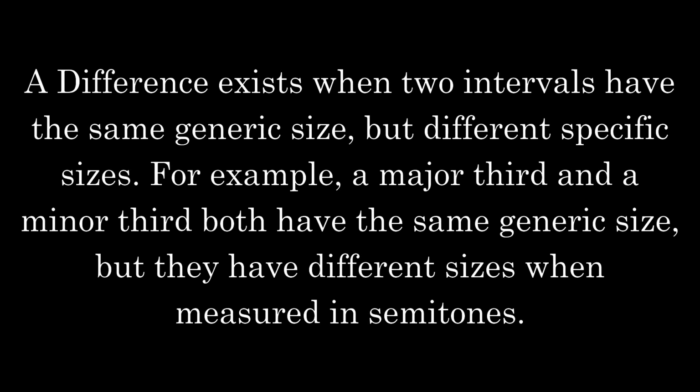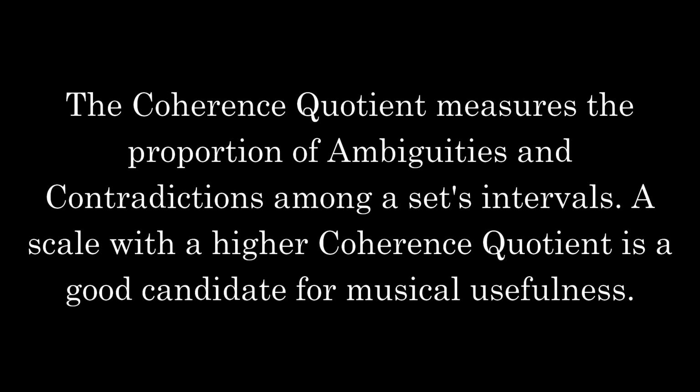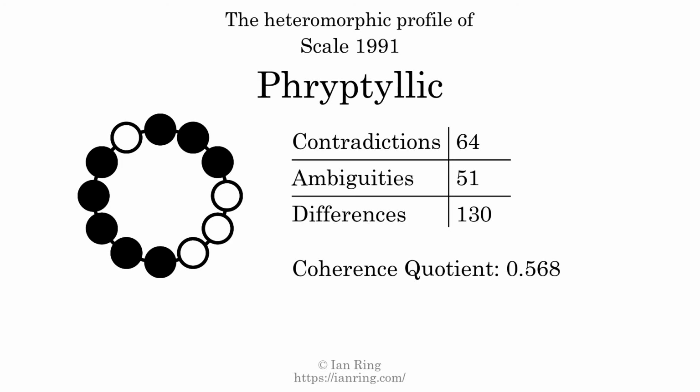A difference exists when 2 intervals have the same generic size, but different specific sizes. For example, a major third and a minor third both have the same generic size, but they have different sizes when measured in semitones. The number of differences in this scale is 130. The coherence quotient measures the proportion of ambiguities and contradictions among a set's intervals. A scale with a higher coherence quotient is a good candidate for musical usefulness. The coherence quotient is 0.568.